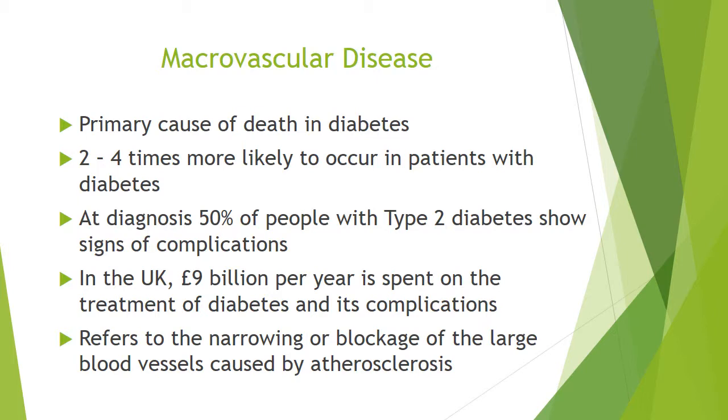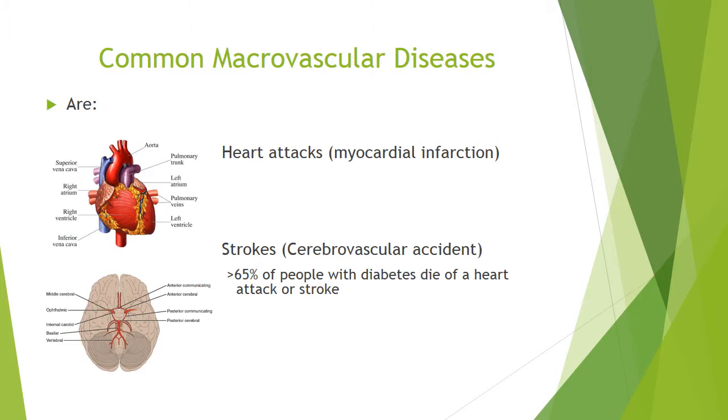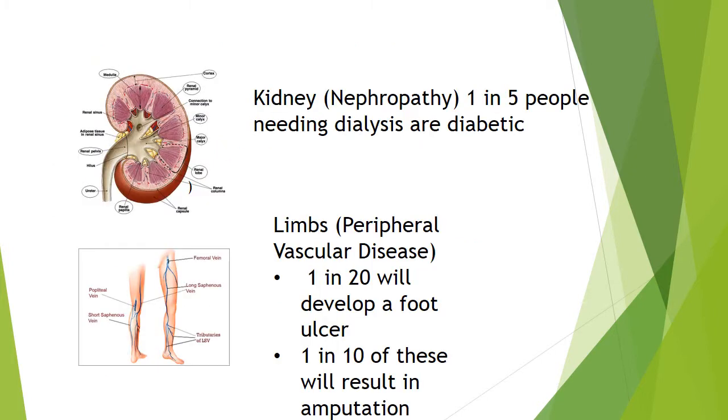Diagnosis: 50% of people with type 2 diabetes will show signs of one or more. Common macrovascular diseases you may be familiar with are heart attacks, strokes, kidney disease, and diseases affecting the circulation system, such as peripheral vascular disease.